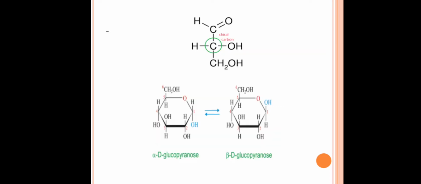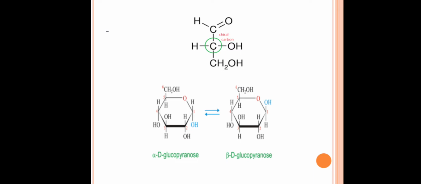So next, chirality or chiral carbon. Generally, in organic molecules containing carbon, if the carbon's four valencies are satisfied by different atoms or groups, then those carbons are called chiral carbons. For example, the carbon which contains A, B, C and D in its four valencies is called a chiral carbon.